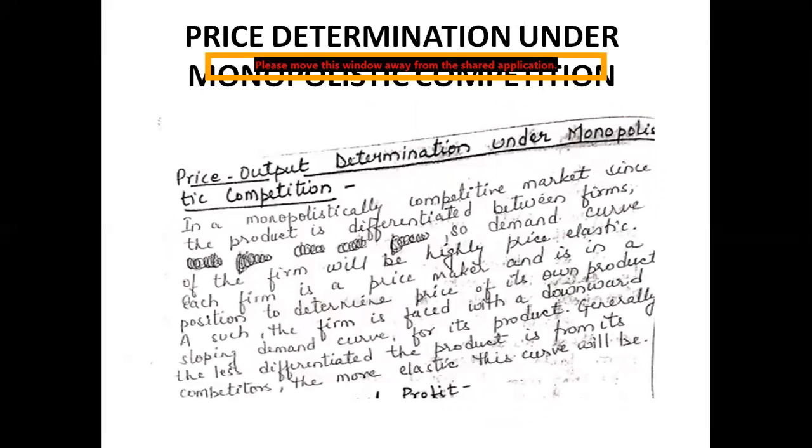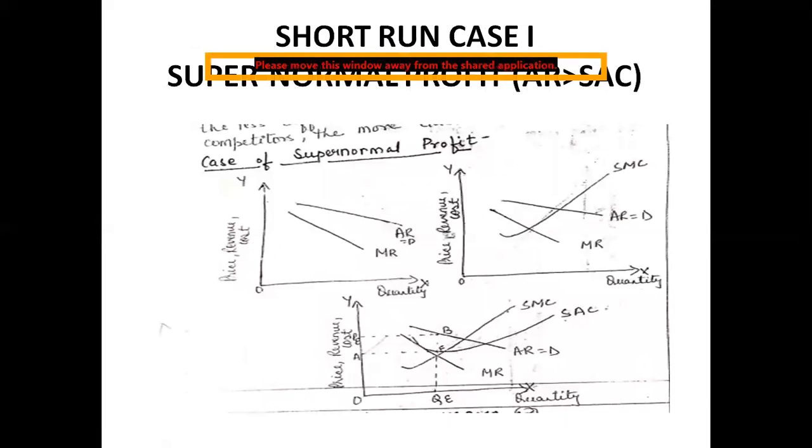Now the price determination under monopolistic competition. In a monopolistic competitive market, since the product is differentiated between the firms, the demand curve of the firm will be highly price elastic, and each firm is a price maker and is in a position to determine the price of its own product. So a firm is faced with a downward sloping demand curve for its product, and the demand curve is more elastic.